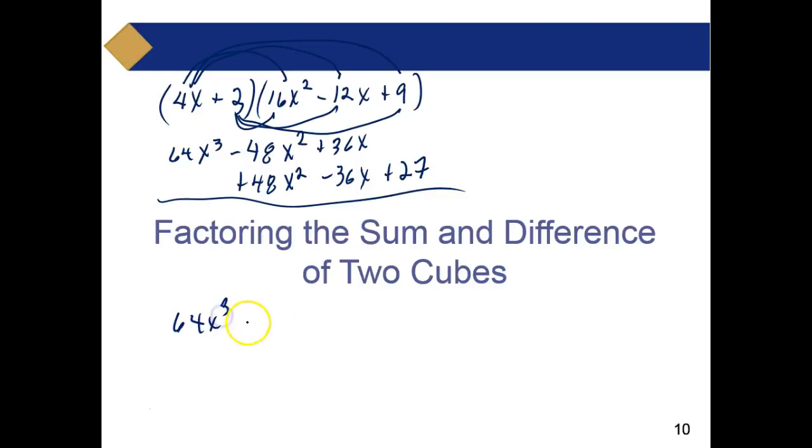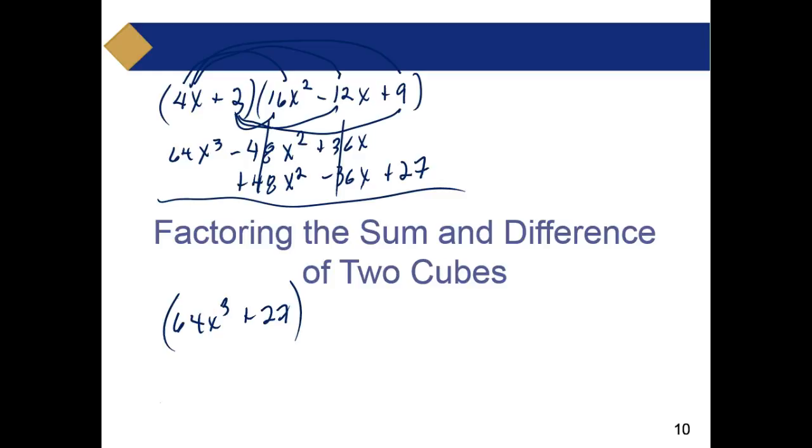64x cubed plus 27. Because these go out, those go out. What do you have next? What we have is a sum of two perfect cubes. Remember? 64 is a perfect cube of 4. x cubed is a perfect cube of x. And 27 is a perfect cube of 3. All right, very good. I didn't even have to show it.